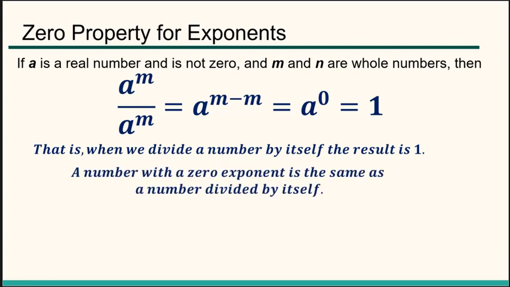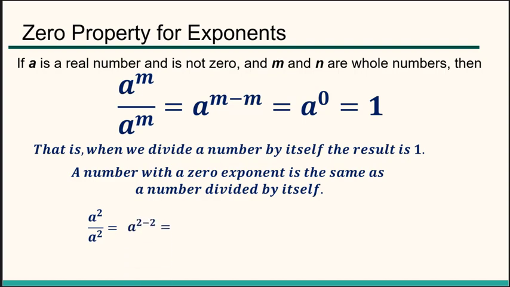So a number with a 0 exponent is the same as a number just divided by itself. So if I have a squared over a squared, I can look at that and tell you the answer is 1 because the a squareds cancel with each other. It's the same as 5 over 5 or 2 over 2.